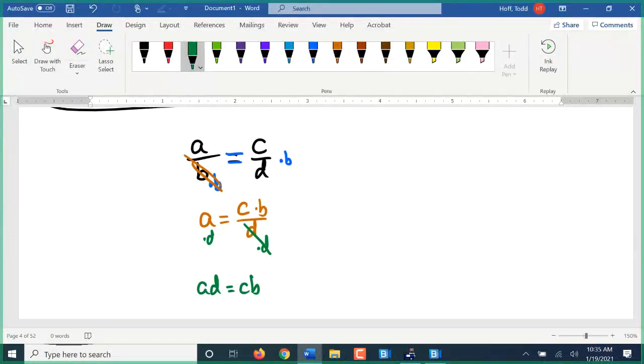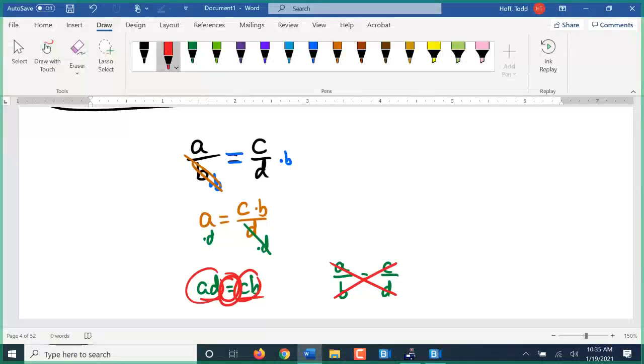Well, if I look up at what I started off with, A over B equals C over D, you see that these products here are the diagonals, called cross products. A times D is just A times D. C times B is just C times B, or B times C, however you want to look at it. Those diagonal products, or cross products as they're called, have to be equal.